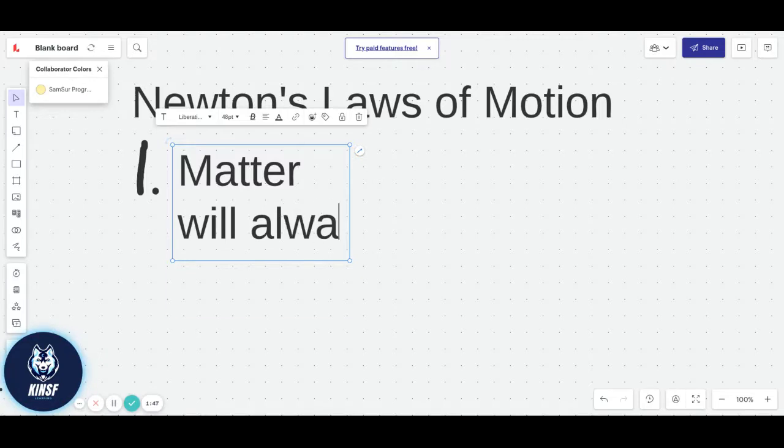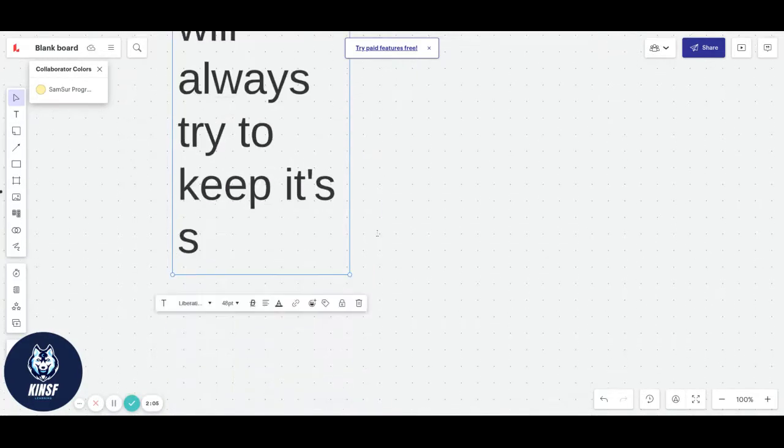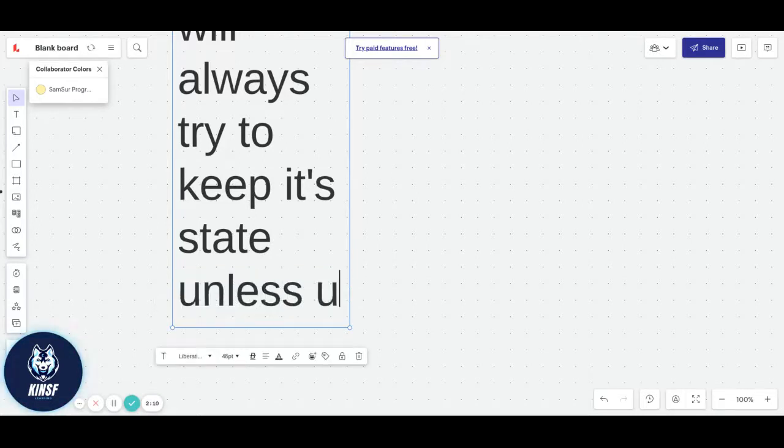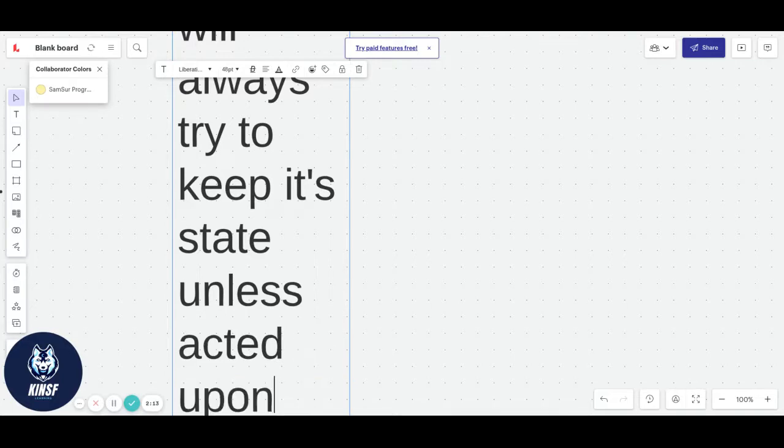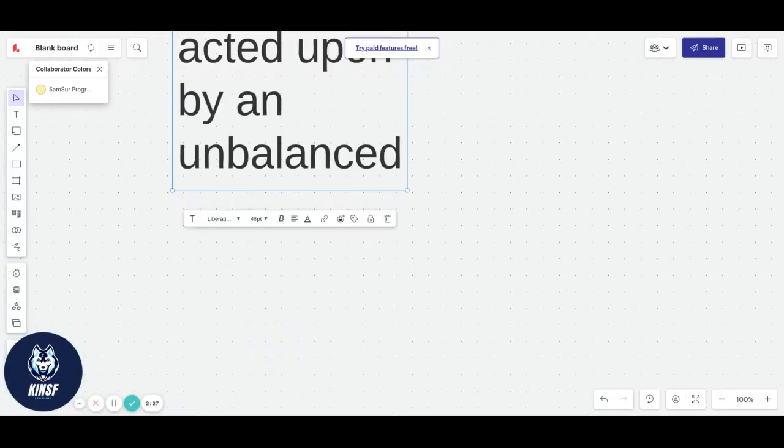So basically matter will always try to keep its state unless acted upon by an unbalanced force.